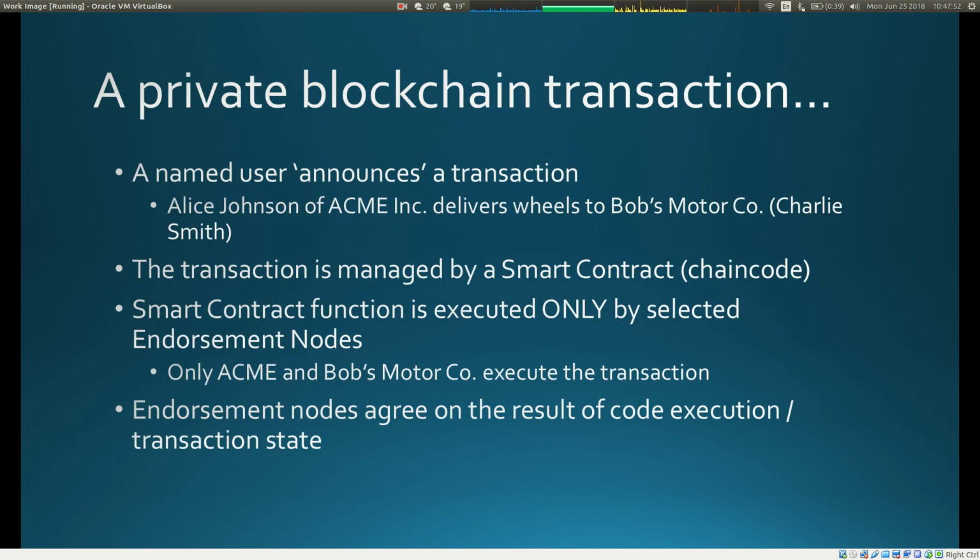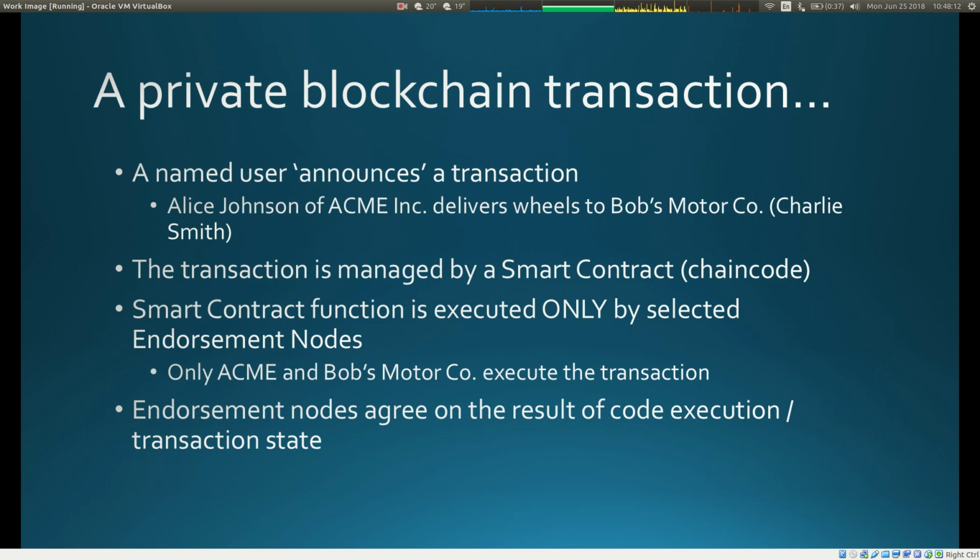Transactions on a private blockchain are quite a bit different. In a private blockchain, we may have two named users, Alice Johnson of the Acme Corporation and Charlie Smith of Bob's Motor Company. This may be a supplier-manufacturer relationship where Acme is delivering wheels to Bob's Motors.